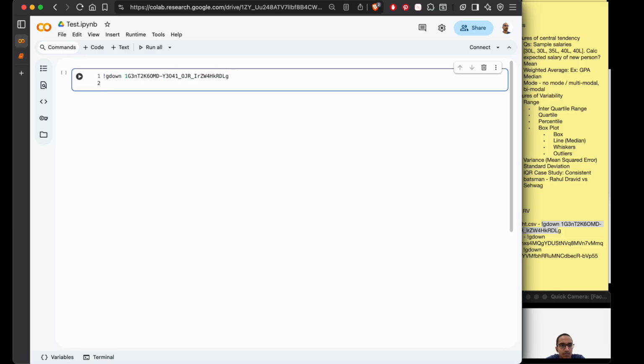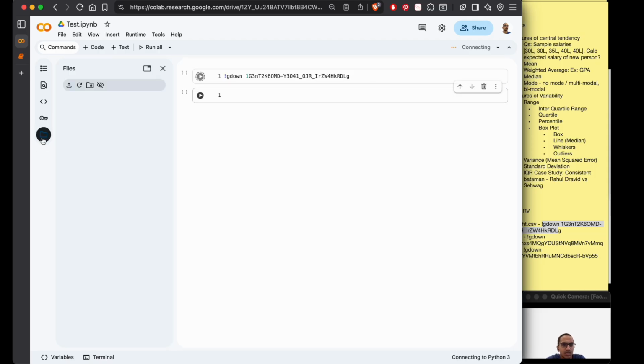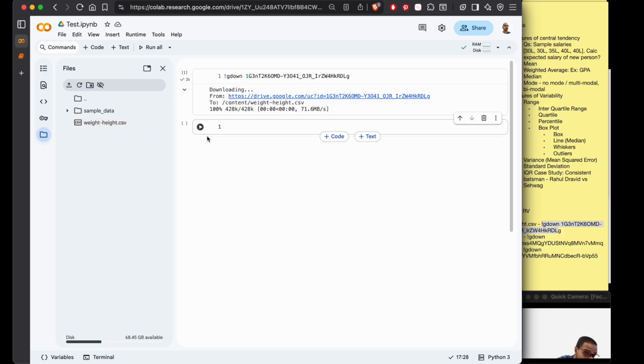So all you have to do is run this. That will import the dataset here. So you see this weight-height dataset. Now I'm not sure if I have everything, but let's see.